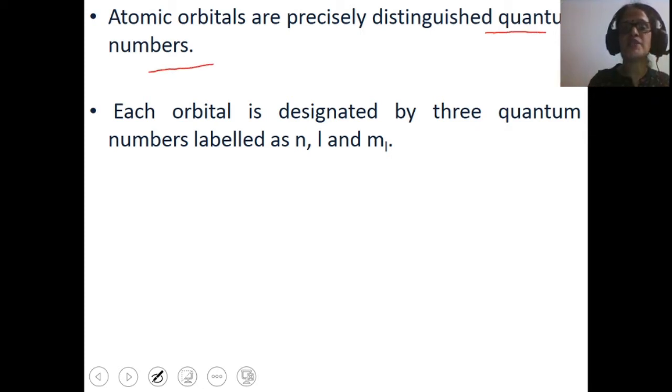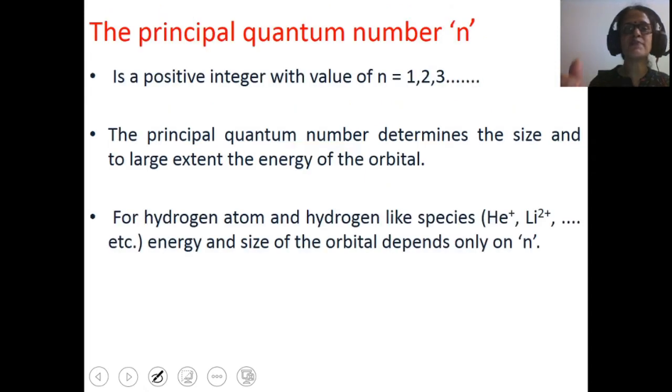There are three main types of quantum numbers which describe an atomic orbital. These quantum numbers are labeled as n, l and m. n represents the principal quantum number, l represents the azimuthal quantum number, and ml represents the magnetic quantum number. So one by one we will discuss all these quantum numbers. First is the principal quantum number.